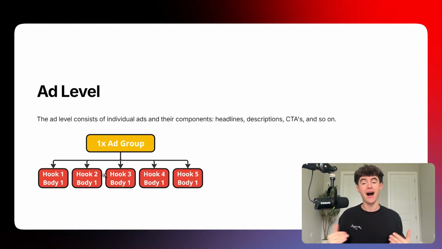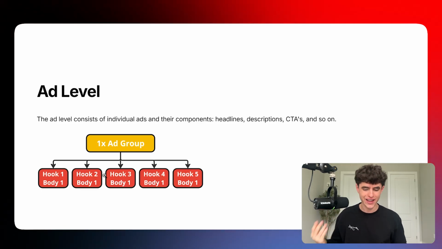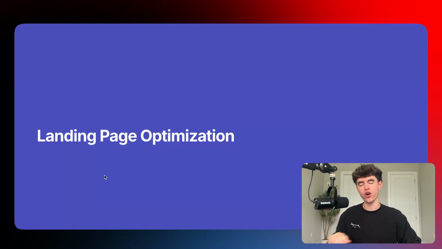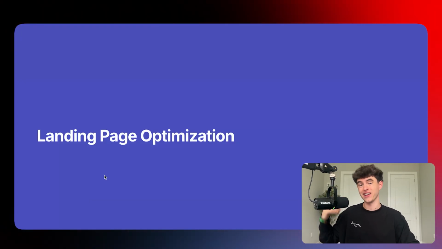And then finally, at the bottom, we have the ad level itself. This is going to consist of the actual ads, like their headlines, the descriptions, the call to actions, and so on. And finally, like I was saying before, now they're going to be led to a landing page that you have to optimize to get the best results.